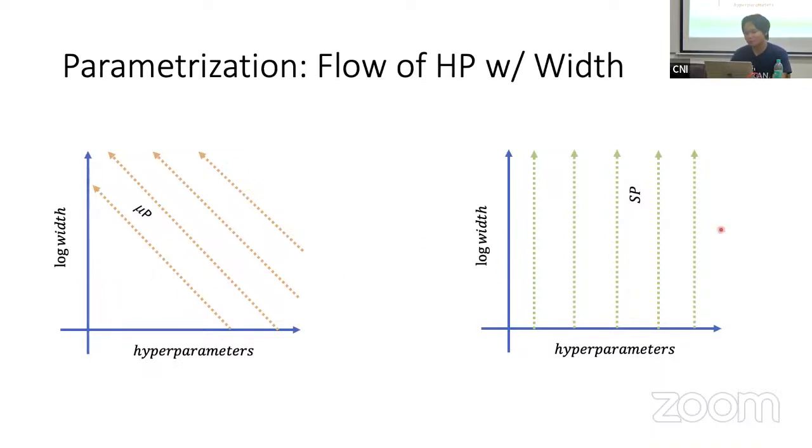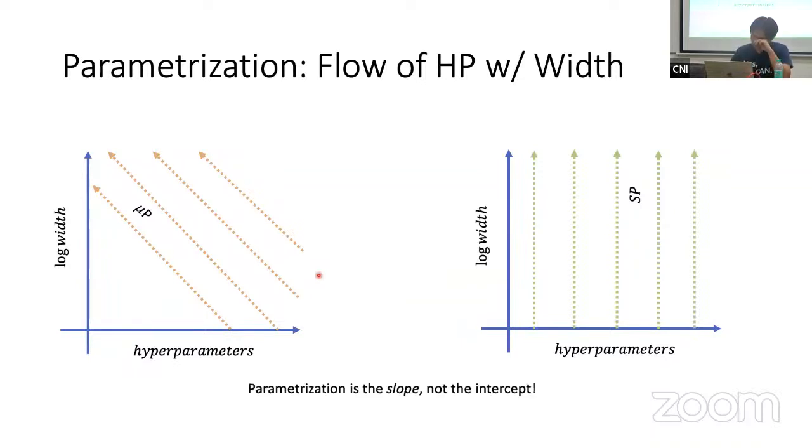So, for example, SP on the right, in the default way of expressing hyperparameters, the learning rate is fixed as you increase the model size. But in UP, the learning rate is scaled to decrease with width, in various ways.